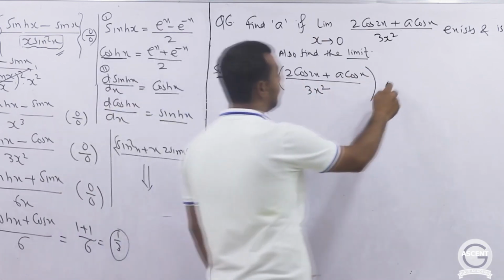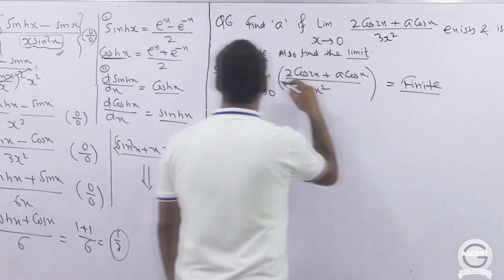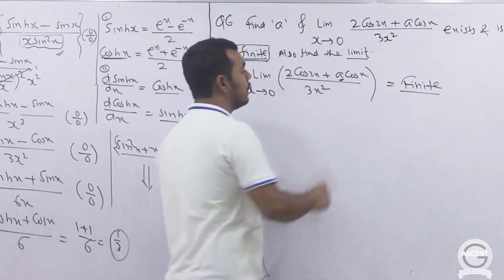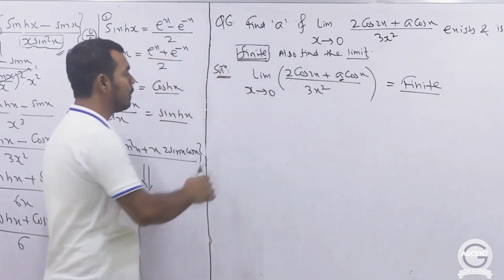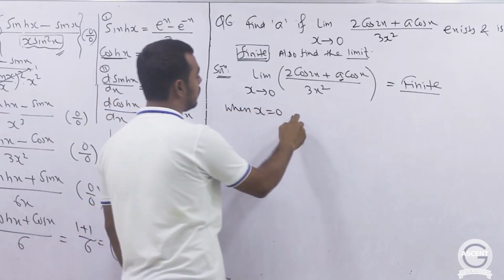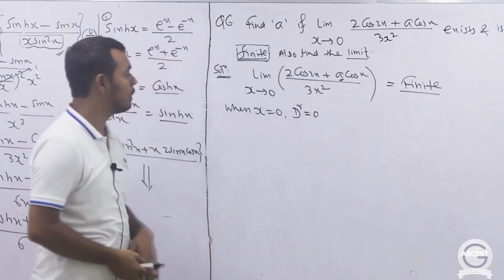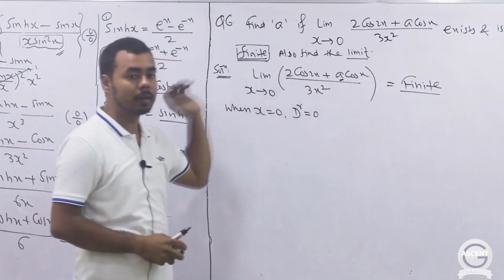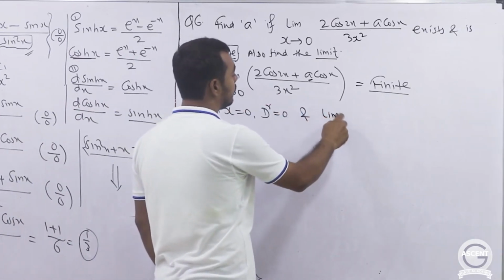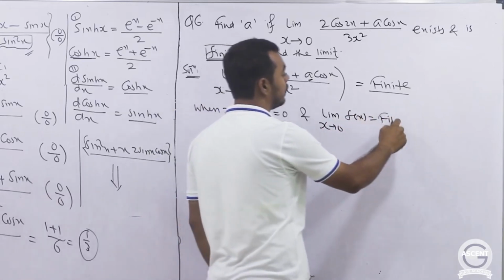We know that this limit is finite, we don't know the value of the limit, but it is told to us that this limit is finite, then find the value of a. Now see, when x equals 0, the denominator is 0, right? If I place x equals 0, 3 into x square will give us 0. And the limit of this function as x tends to 0 is finite.